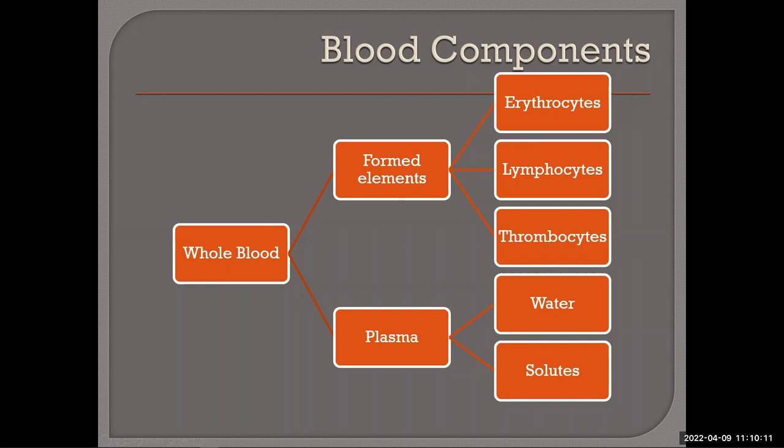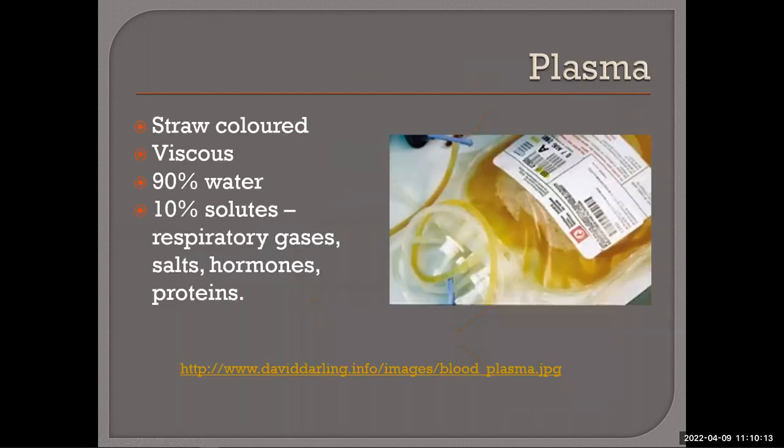Very good. So in terms of the plasma, it's straw-colored. It's viscous, which means it's not like water. It's a little thick, as it were. It is 90% water, but it has 10% solutes, which include respiratory gases, salts, hormones, and proteins.